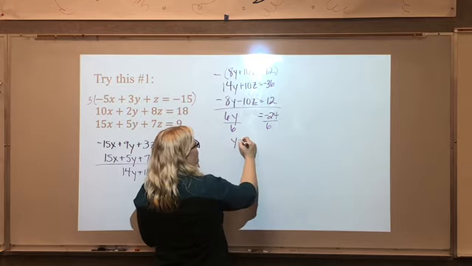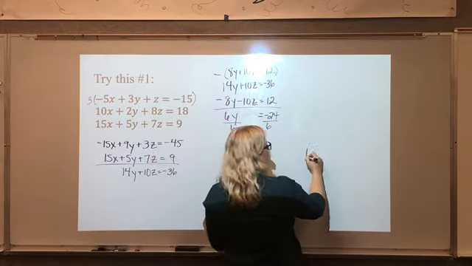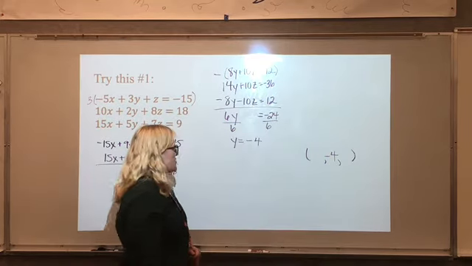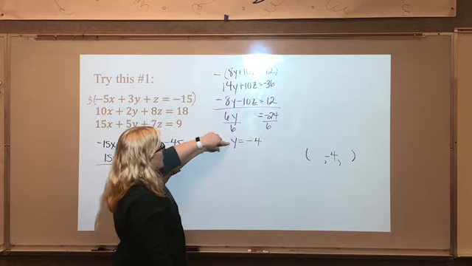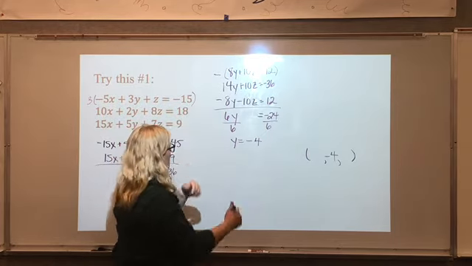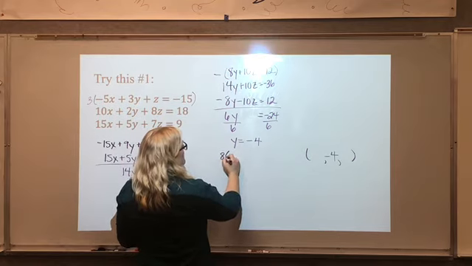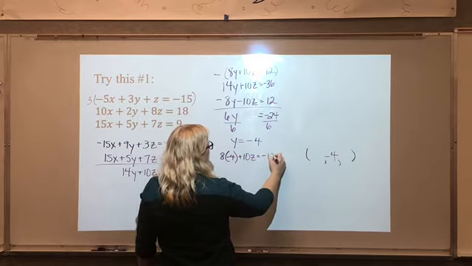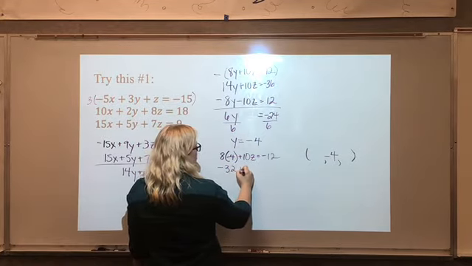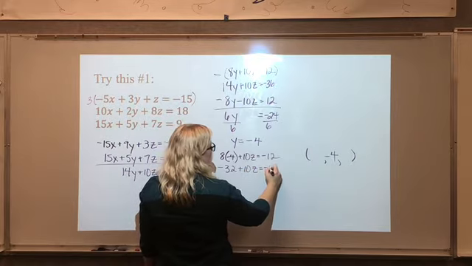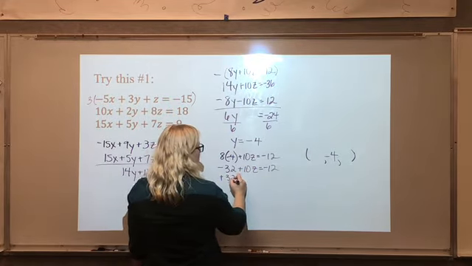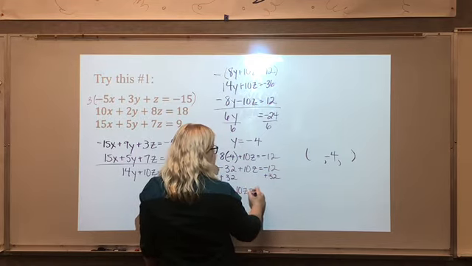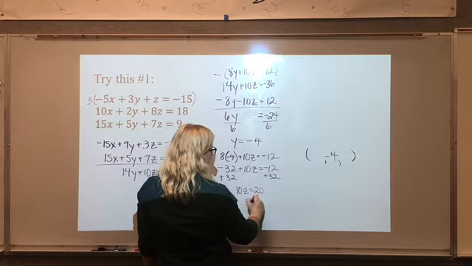Divide through by 6, and y is negative 4. So there's one of my answers right there, or part of the answer, I should say. And I'm going to take this and plug it back into one of these, and I think I'll do the top one. So 8 times negative 4 plus 10z equals negative 12. So negative 32 plus 10z equals negative 12. If I add 32 to both sides, I get 10z equals 20, which means z equals 2.